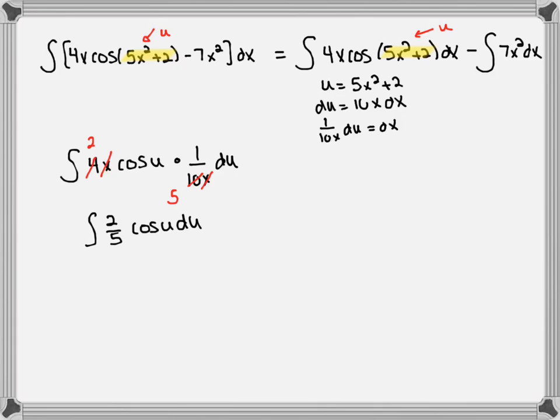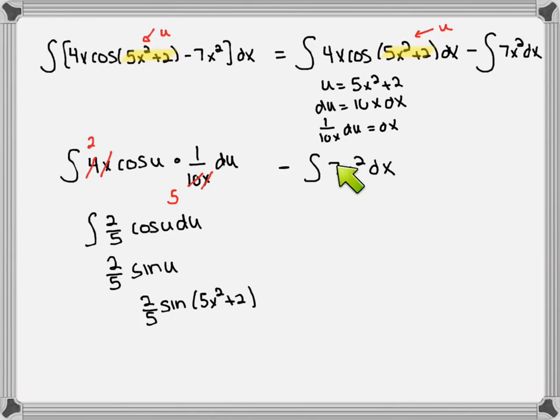So when I take the antiderivative of cosine of u, because 2/5 is a constant, it's going to be sine of u. So it's going to be 2/5 sine of u, substitute u back, 5x squared plus 2. Okay. And usually we would add a plus c, but we need to do the second integral. So now I'm going to come back and do the second integral.